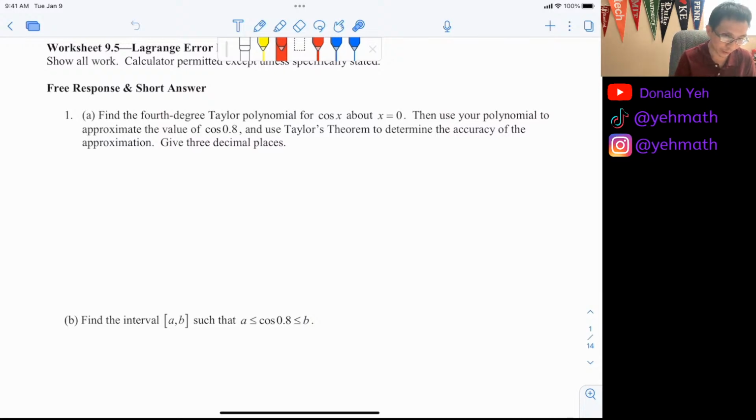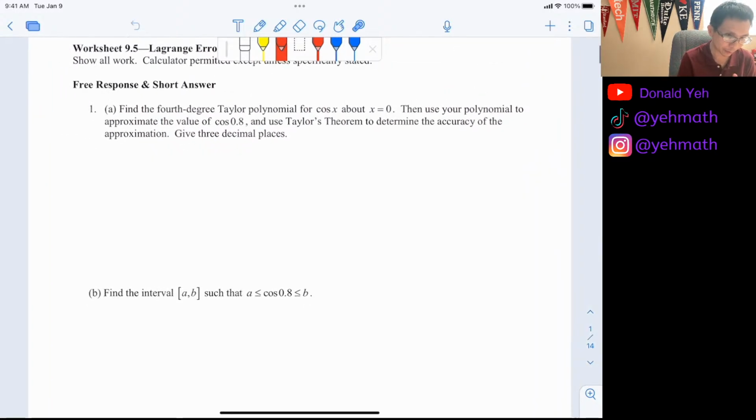Okay, so we're gonna go through those questions with you. It says: find the fourth degree Taylor polynomial for cosine of x about x equals 0. Then use the polynomial to approximate the value at 0.8. Now, here's the thing a lot of you are confused about, including Katie and Xavier. This part is fourth degree Taylor polynomial.